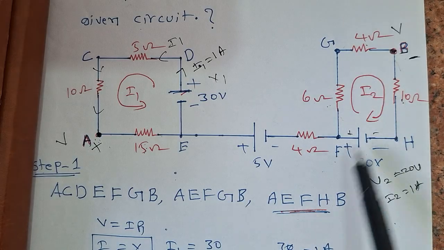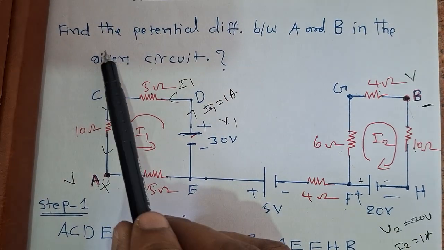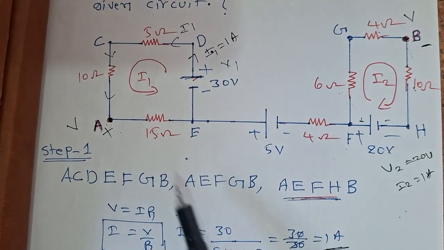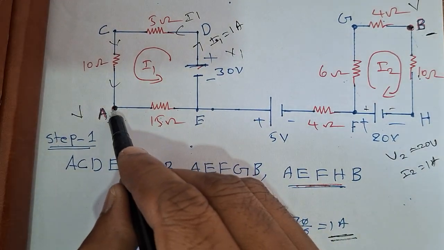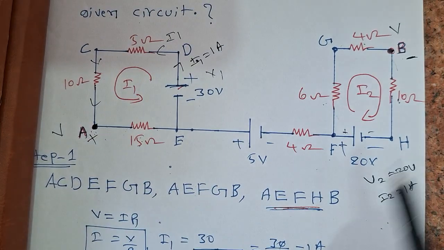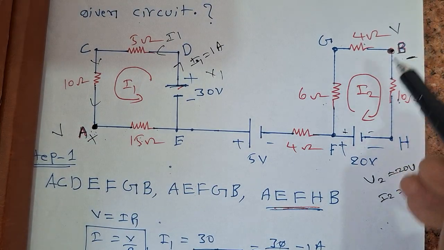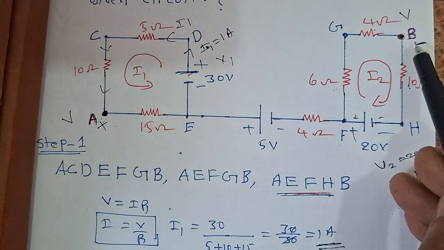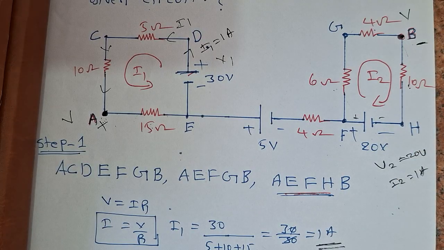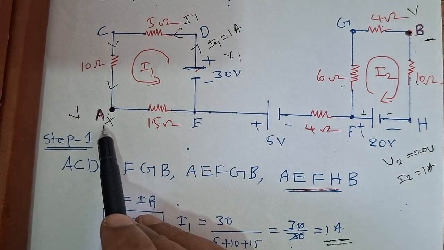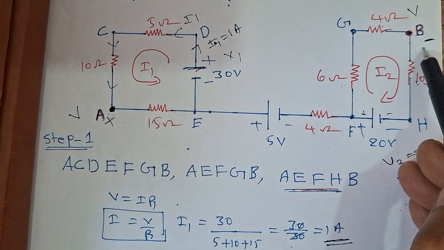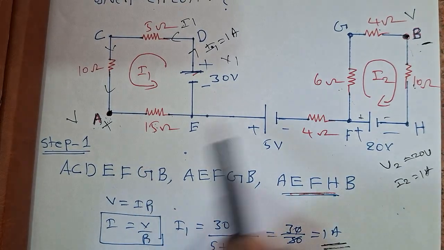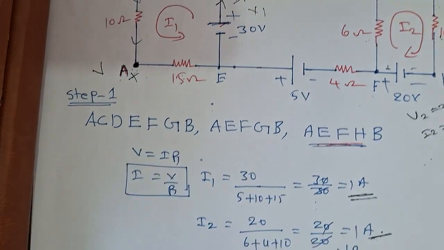So this is the circuit. What is being asked? Find the potential difference between A and B in the given circuit. This is the A terminal. What is it called? Node. This is node A, and this is node B. We have to find the potential difference between node A and node B. Potential difference is nothing but voltage, the difference VA minus VB. So we have to find VA minus VB. Then start the procedure one by one.